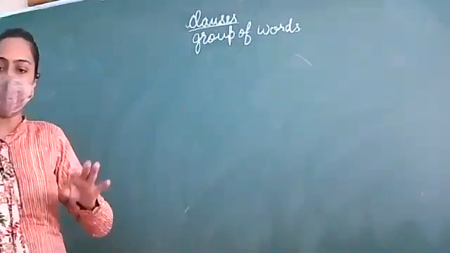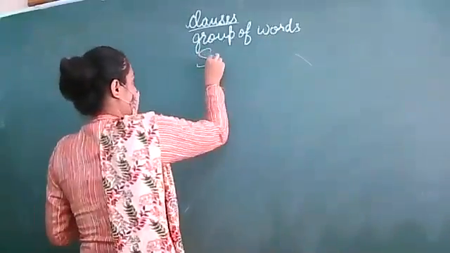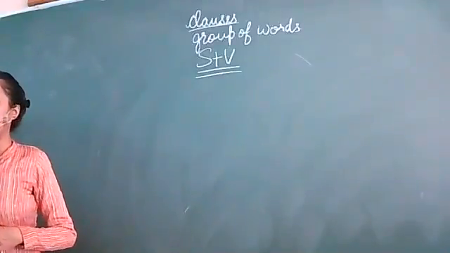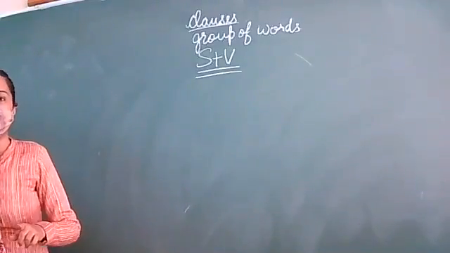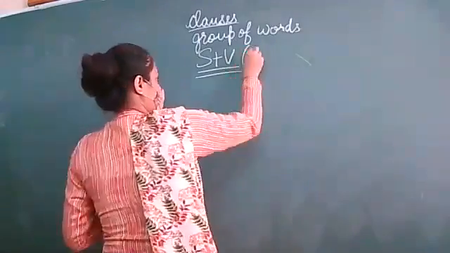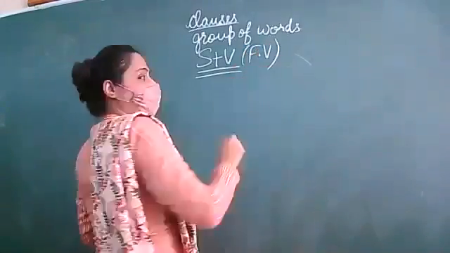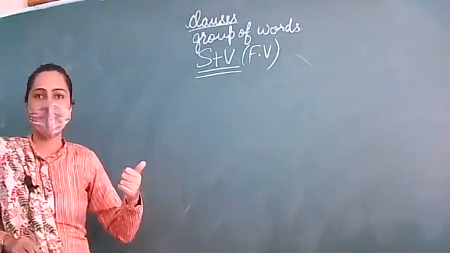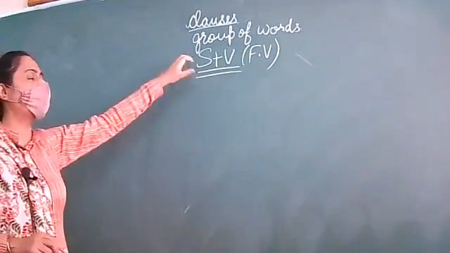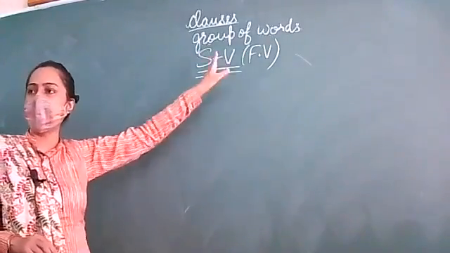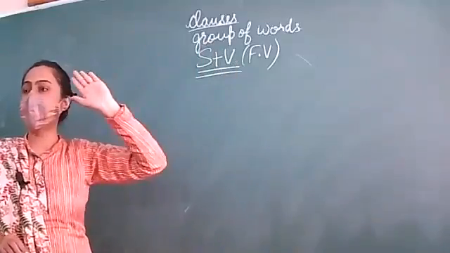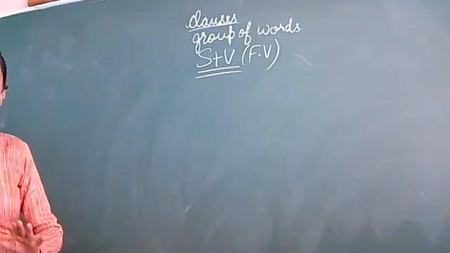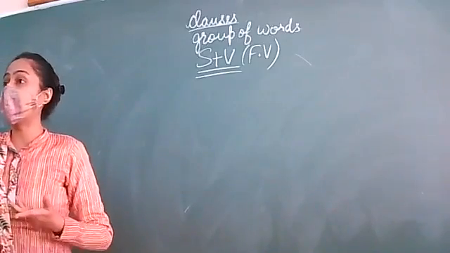Group of words that includes a subject and a verb. And which verb? Finite verb. Is it okay? So, if I talk about a clause, it means there should be a subject and at least one verb. Which verb? Finite verbs.